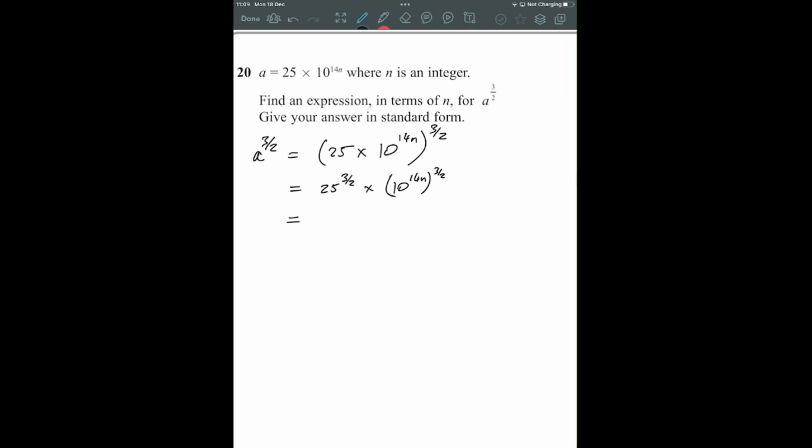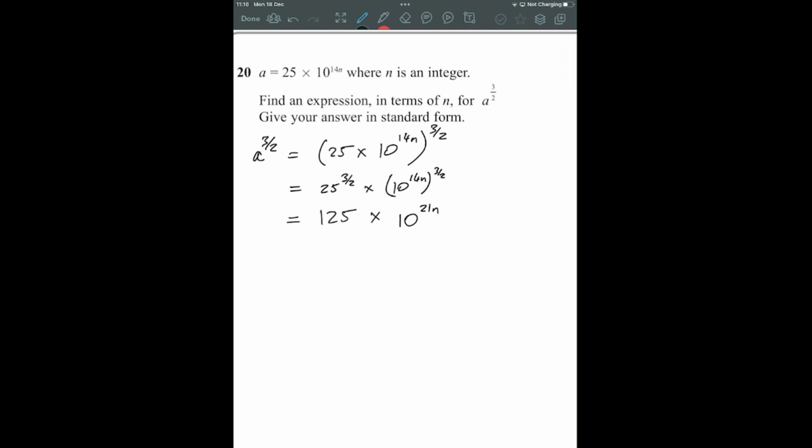For the 25, you can just type it into your calculator, or recall that that meant the square root cubed. Square root is 5, cubed gets us to 125. The 10 to the power section, well, a power of a power, we just multiply the powers. This is going to be 10 to the power of 14n times by 3 over 2. 14 times 3 over 2 was 21, so that's 21n.